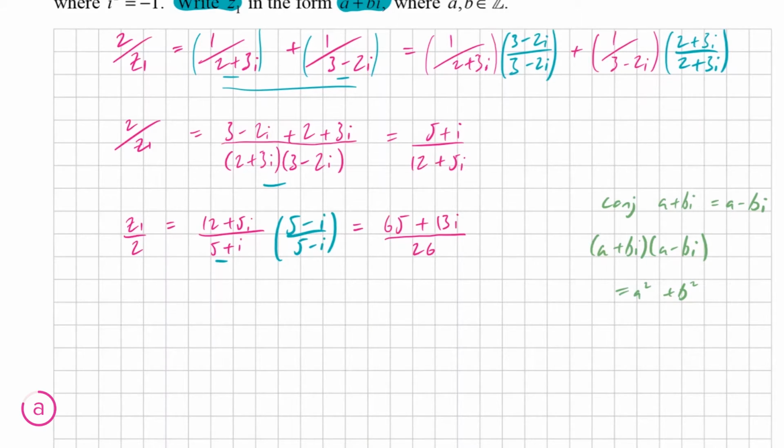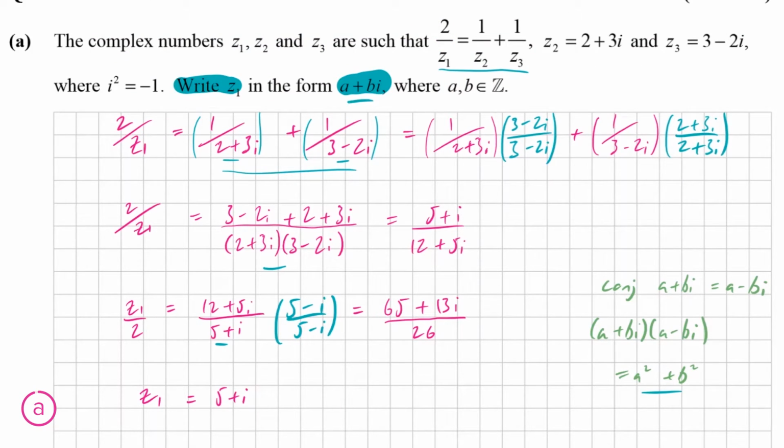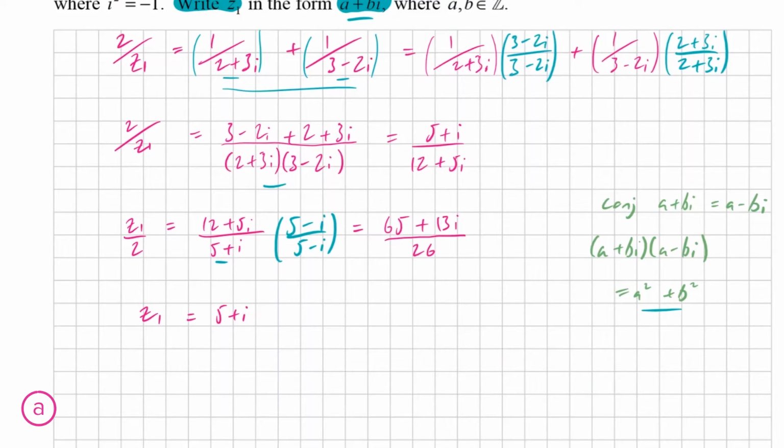After multiplying out the top line by expanding it and then simplifying again, and also just applying this general formula to the bottom line, we're going to get the answer that z1 over 2 is equal to 65 plus 13i over 26. Now we just have to do a simple bit of manipulation on this equation, and we'll find that z1 is equal to 5 plus i. And that is, of course, in the form we wanted, which was a plus bi. So that's it for part A, and for finally writing this in the form a plus bi, we're going to get 15 marks.